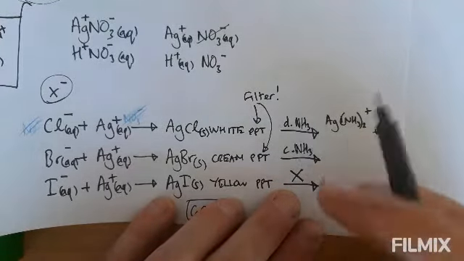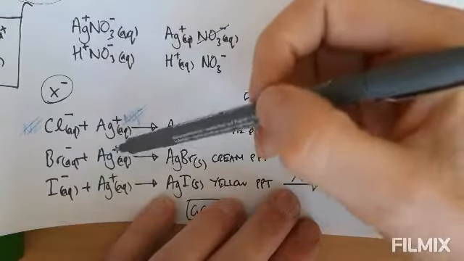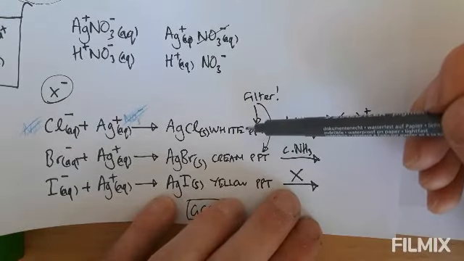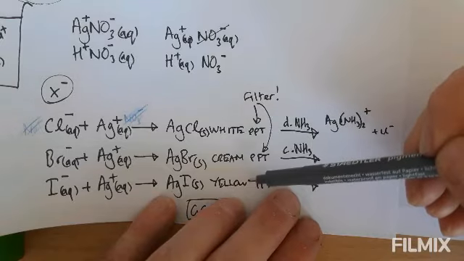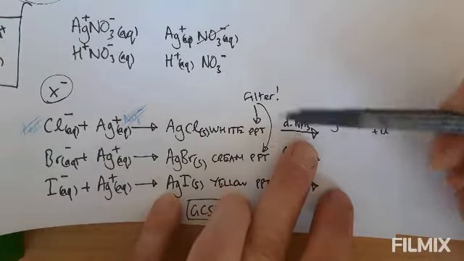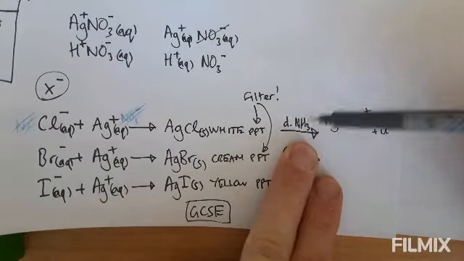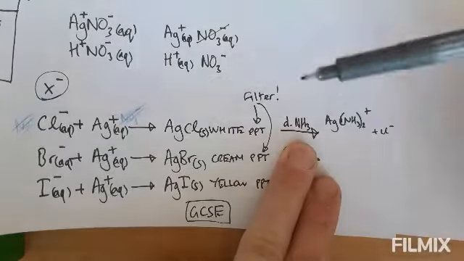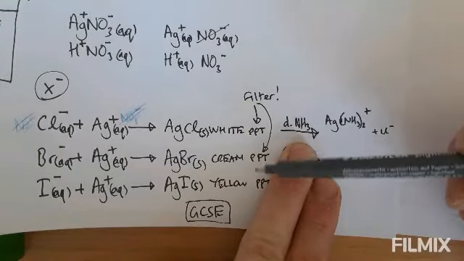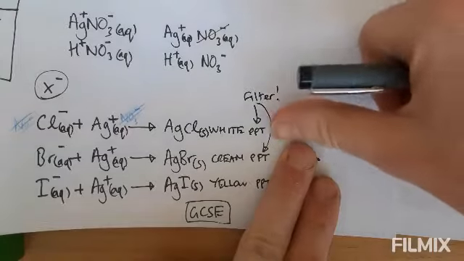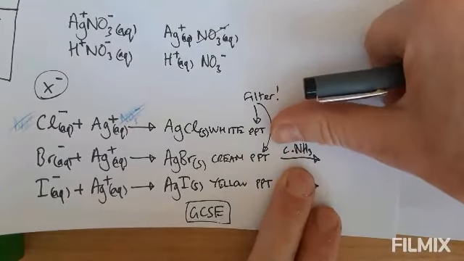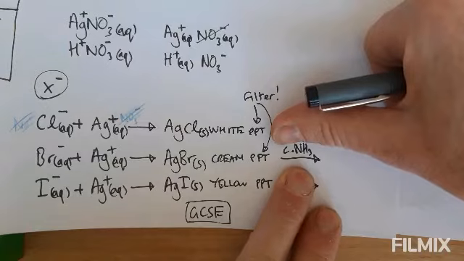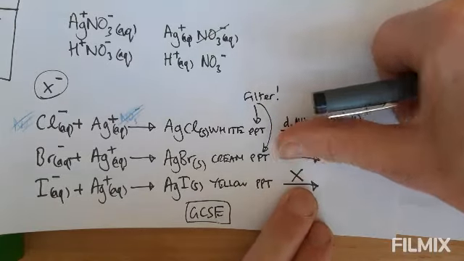I just want you to know that you add silver nitrate to get white, cream, yellow, and the next thing you do, if you're not sure whether you're looking at something white, cream or yellow, is you could add a little bit of dilute ammonia to it. If it dissolved, you know that you've got chloride. If it didn't dissolve, you're dealing with bromide or iodide. So your next step is to add concentrated ammonia. If it dissolves, you're dealing with bromide ions. If it doesn't dissolve, you're dealing with iodide ions, because that's that one.